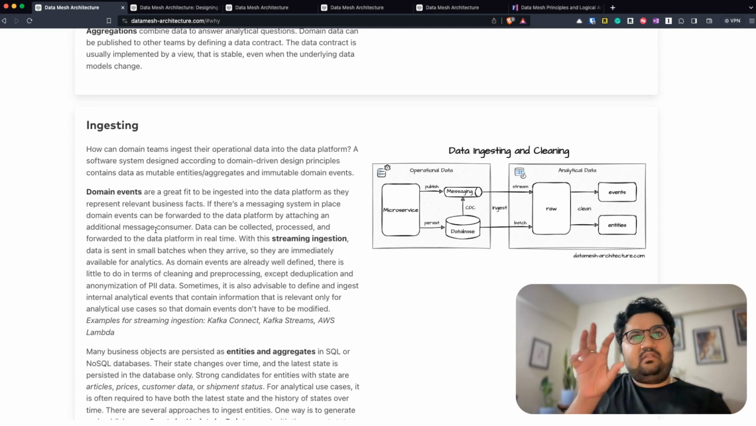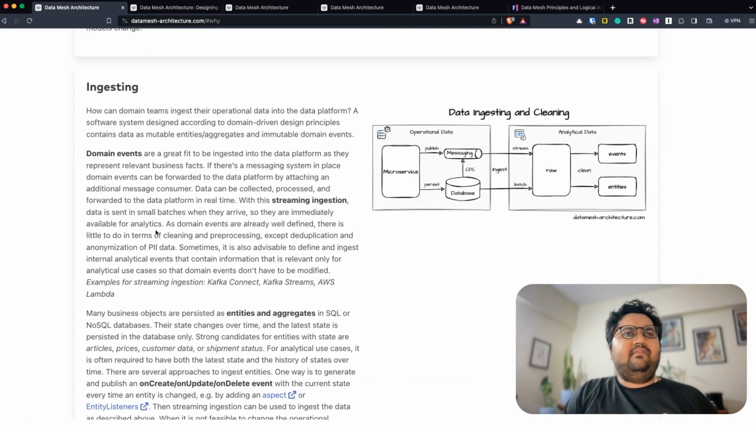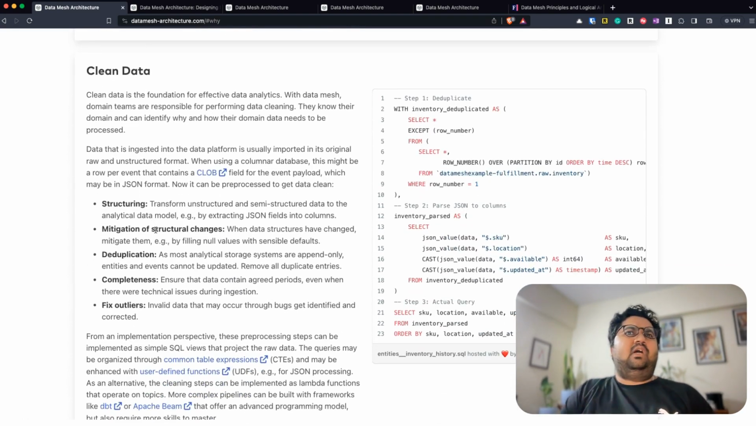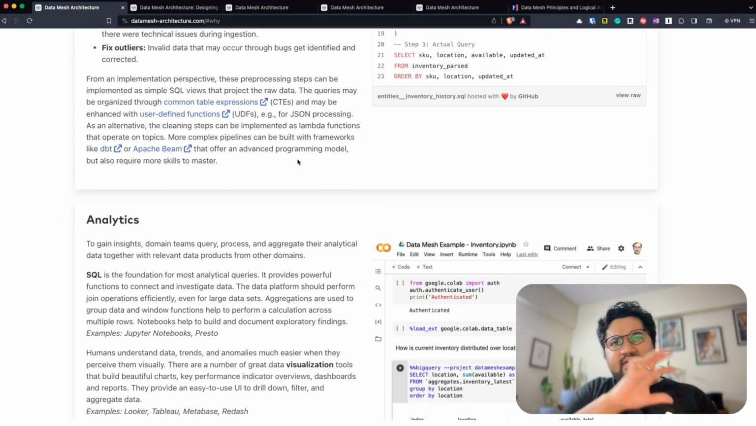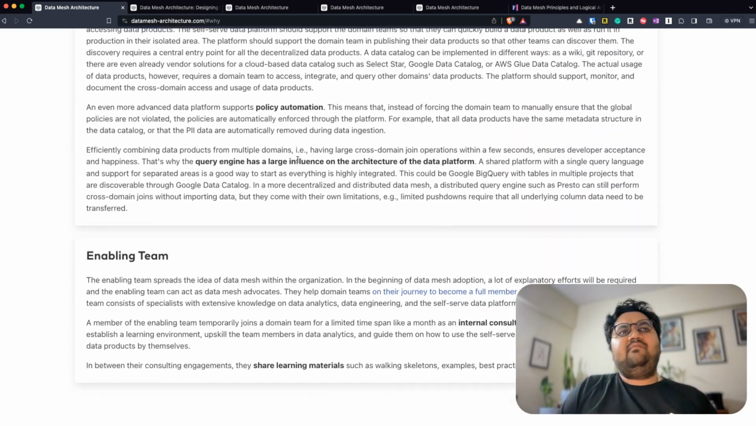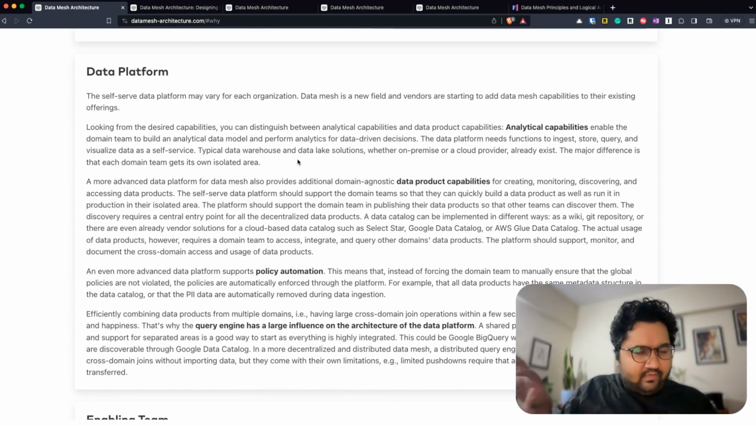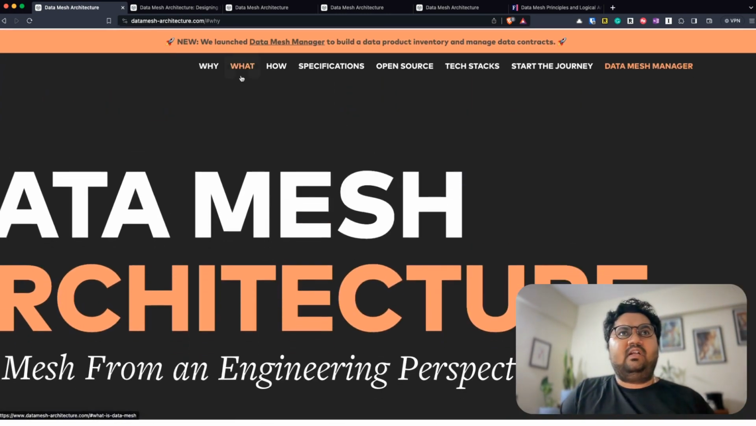How do you ingest? Interesting: operational versus analytical. I think most organizations have these well defined. How do you structure clean data, and how do you lay the principles and foundations of it? Very good read. How do you do analytics on top of it, eventually leading to the platform itself, which is the fundamental base. Now that's what this website is, just on the front page.